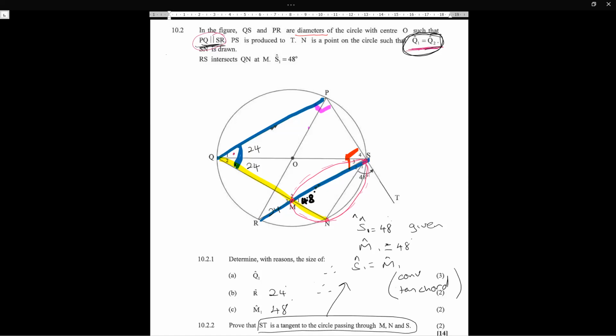Whenever we're proving, we're going to use the converse of the theorem. And if you actually look at it now, if that's a circle, can you see SN is the chord, ST being the tangent. So the angle between the tangent and chord is equal to M1. Because S1 is equal to M1, we're now using the converse of the tan chord theorem to prove there must be a circle passing through M, N, and S.